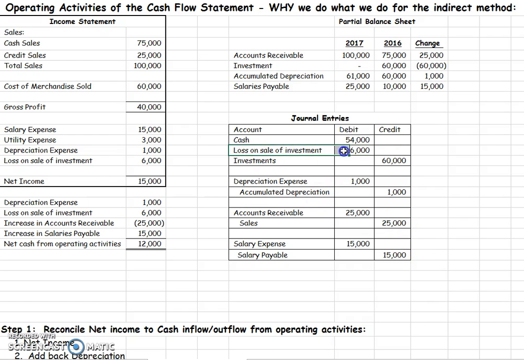This is the amount that we're removing from our income statement because there again it didn't have to do with cash, and also it belongs under the investing section. So I'm going to remove the effect by adding it back. If it was a gain, I would remove the effect by subtracting it. I'm just doing the opposite of what it did to net income.